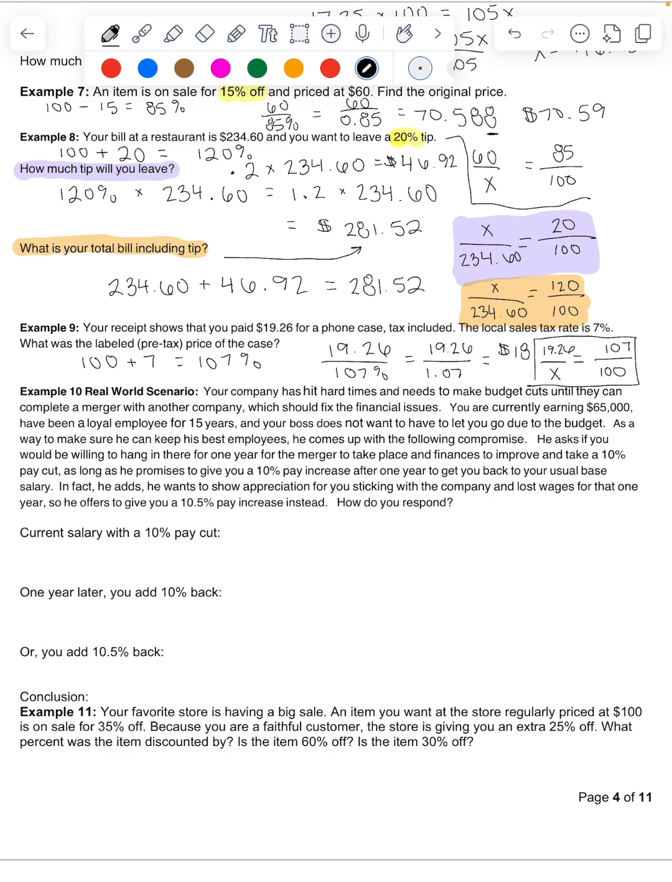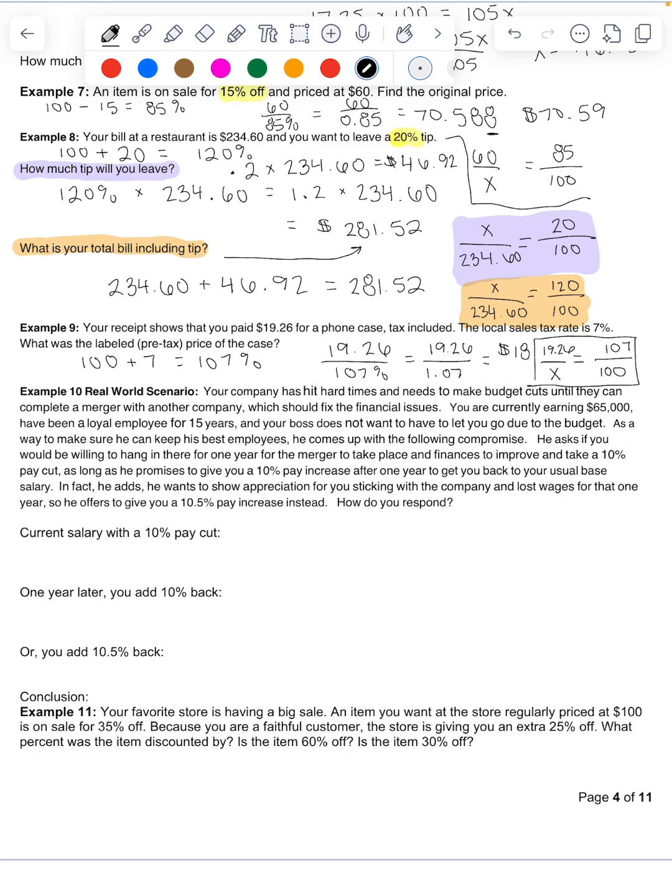He asks, would you be willing to hang in there for 1 year for the merger to take place and finances to improve and take a 10% pay cut, as long as he promises to give you a 10% pay increase after 1 year to get you back to your normal base salary? In fact, he says he wants to show you your appreciation, even though you're losing money for the first year, and he's going to give you a 10.5% pay increase.